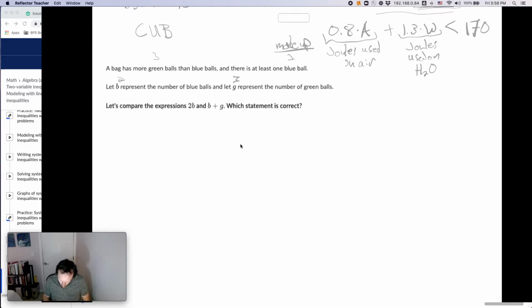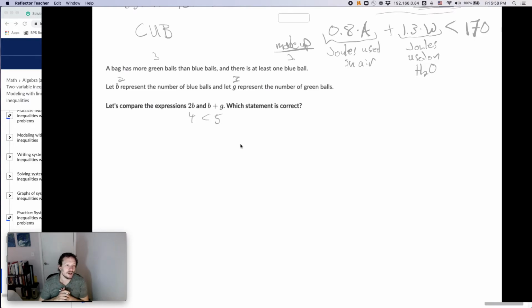Let's compare the expressions 2B and B plus G. Which statement is correct? I'm going to start by using these numbers to think about it. 2 times 2 is 4. 2 plus 3 is 5. If I look at 4 and 5, well, 4 is less than 5. Does that mean that 2B is always less than B plus G? No, it doesn't.